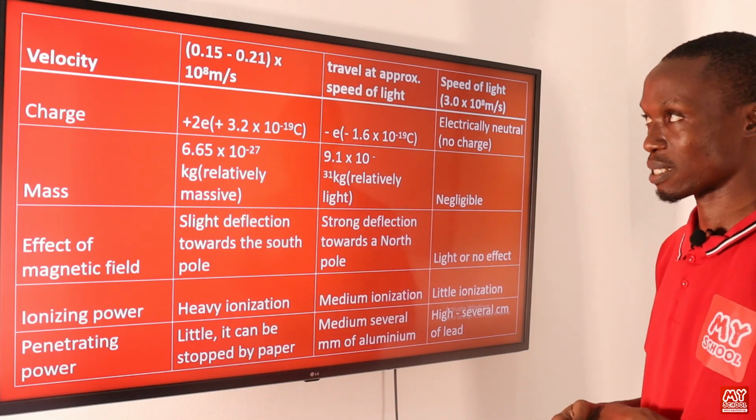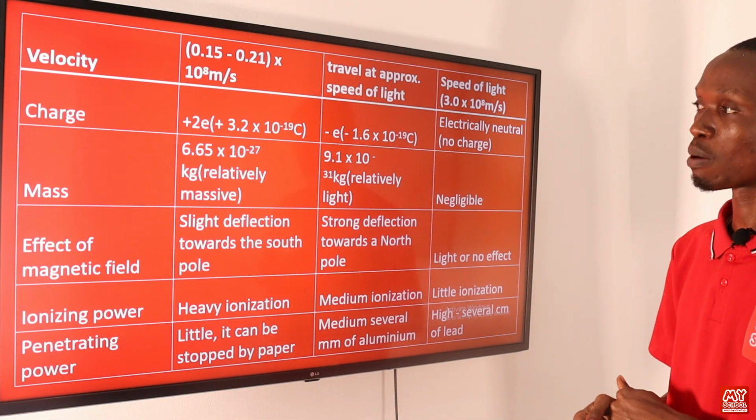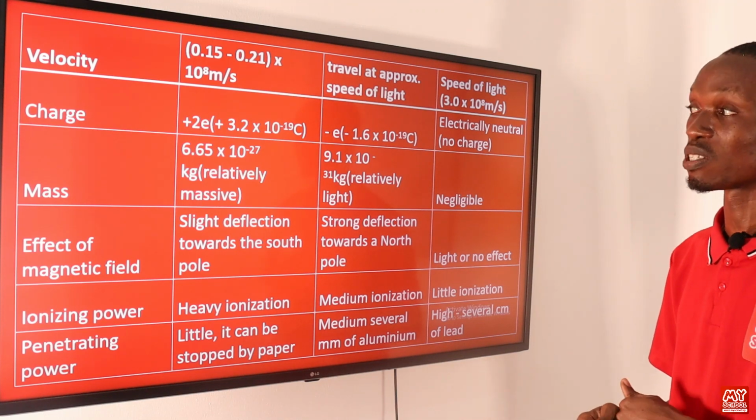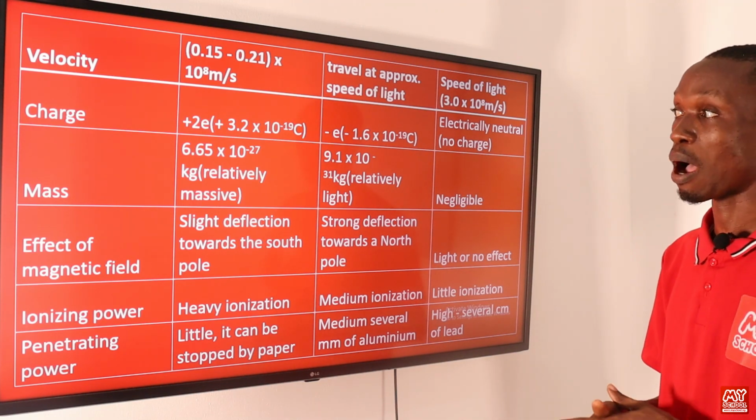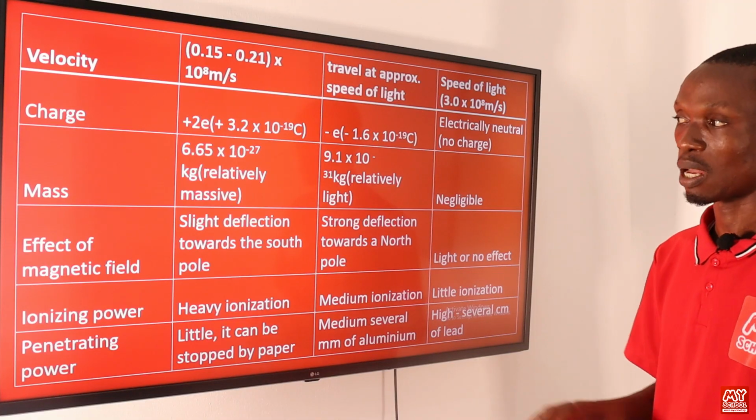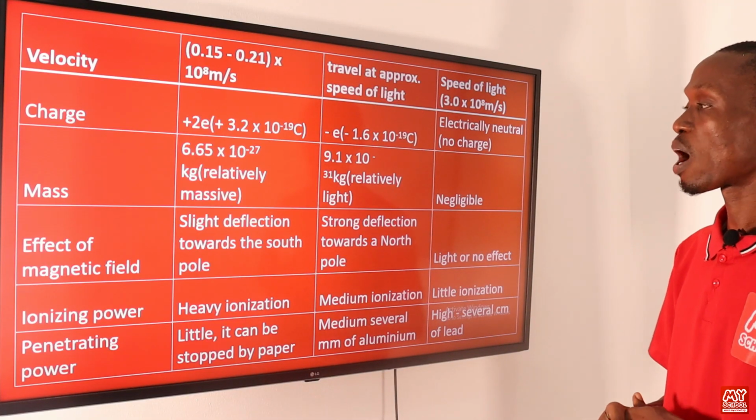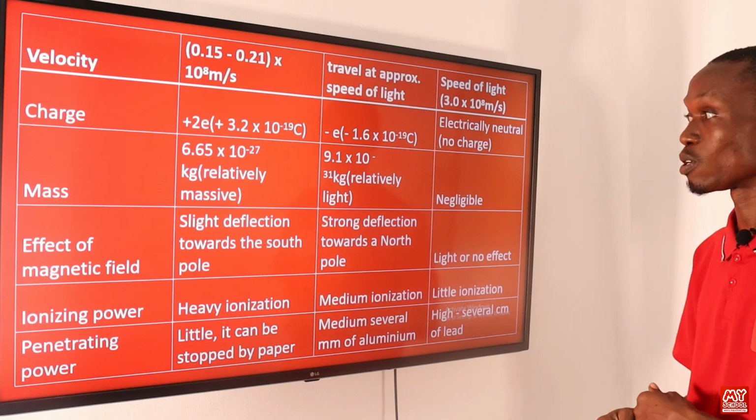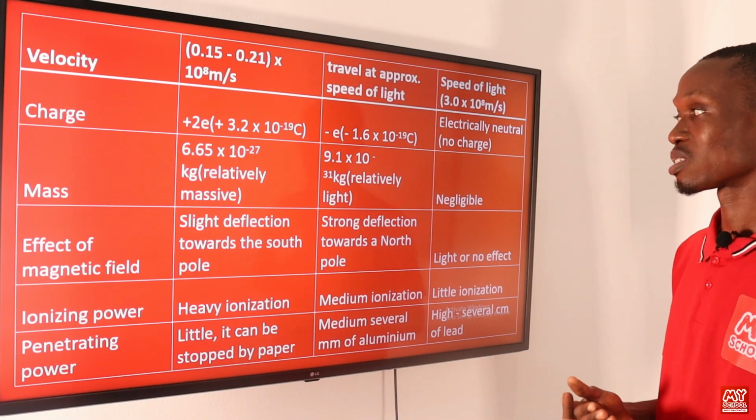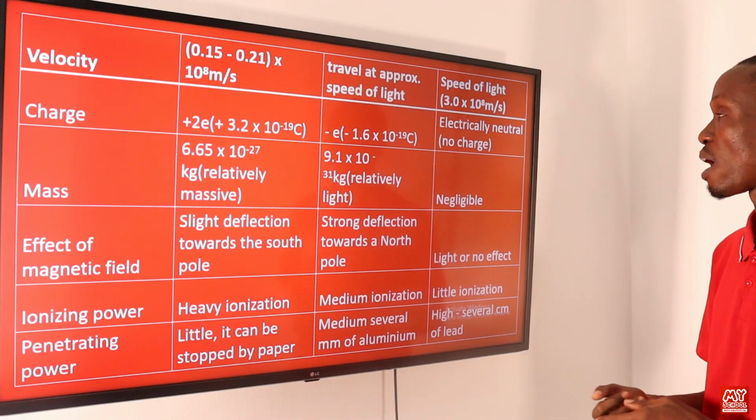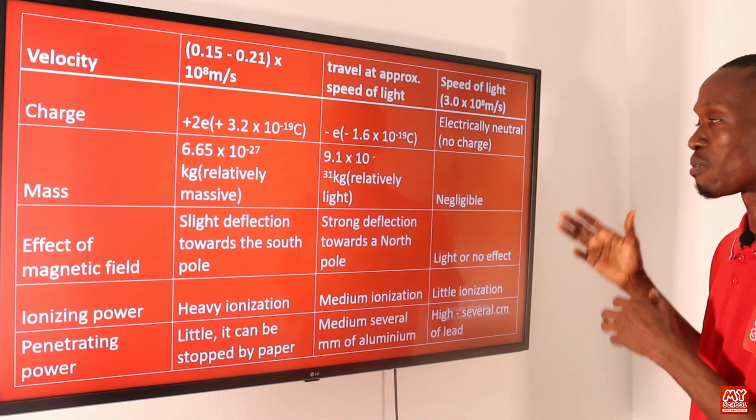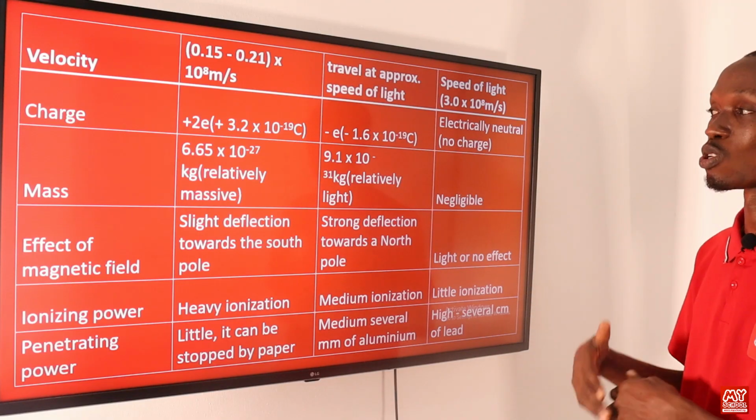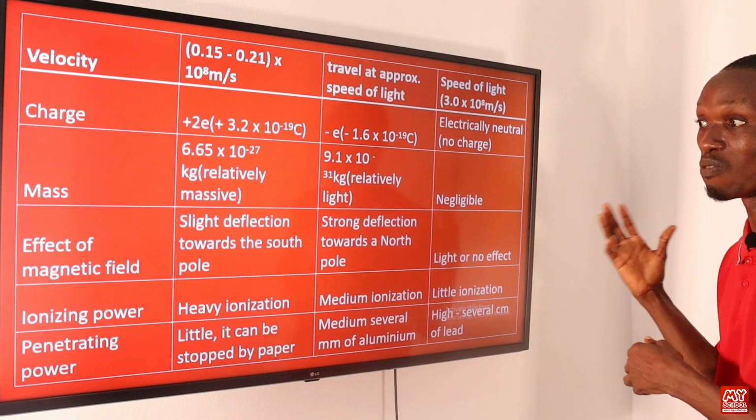Now let's talk about their masses. The mass of an alpha particle is 6.65 times 10 raised to power minus 27 kg, and that is relatively massive, while that of a beta particle is 9.1 times 10 raised to power minus 31 kg and is considered relatively light. The mass of gamma rays is negligible, something that can be ignored because it is very, very small.